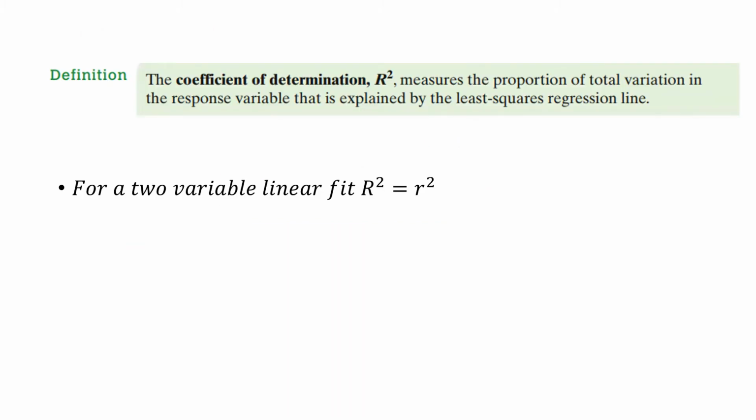The last thing that I think I'm going to talk about here is called the coefficient of determination, R squared. And this is capital R squared. This measures the proportion of the total variation in the response variable that is explained by the least squares regression line. It's another measure of how good the fit is. And the calculation for a two-variable linear fit is that capital R squared is equal to lowercase r squared.